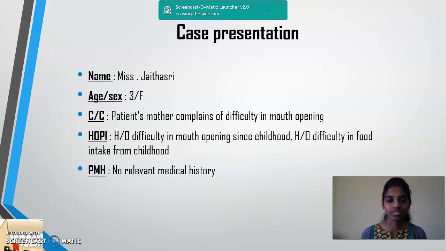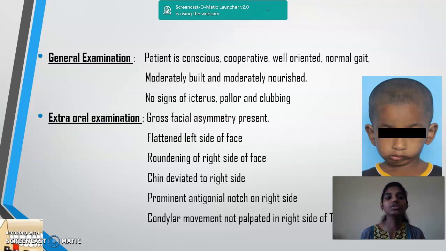Now let us see the case presentation. Ms. Jaita, a 3-year-old female, came to our OP with the patient's mother with complaints of difficulty in mouth opening, with a history of difficulty in food intake from childhood. There is no relevant medical history. On general examination, the patient is conscious, cooperative and well oriented.